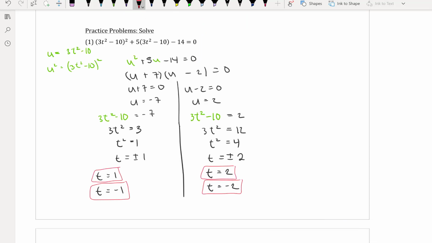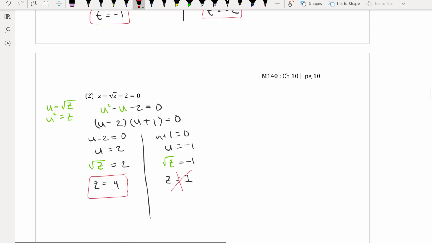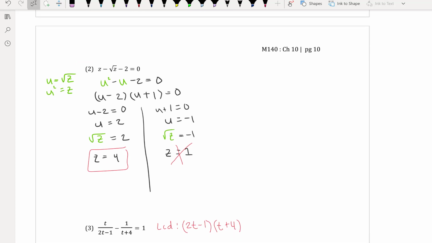Well, I hope you guys worked out the answers just like I did. So if you want to check your solutions, here they are. For number 1, I got 4 possible answers: positive 1, negative 1, 2, and negative 2. When I plug in those values one at a time into my original equation, each time I get 0. So those 4 distinct solutions are my 4 distinct answers to this problem. For number 2, I got 2 possible answers, but when I plugged in positive 1, it didn't work. So the only possible answer here is z is equal to 4.